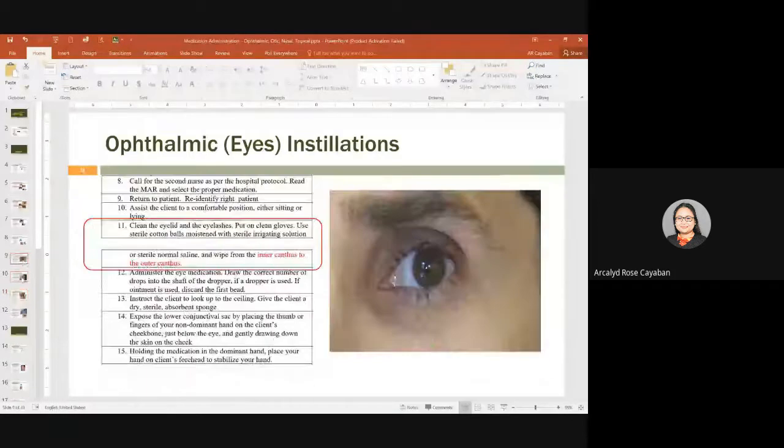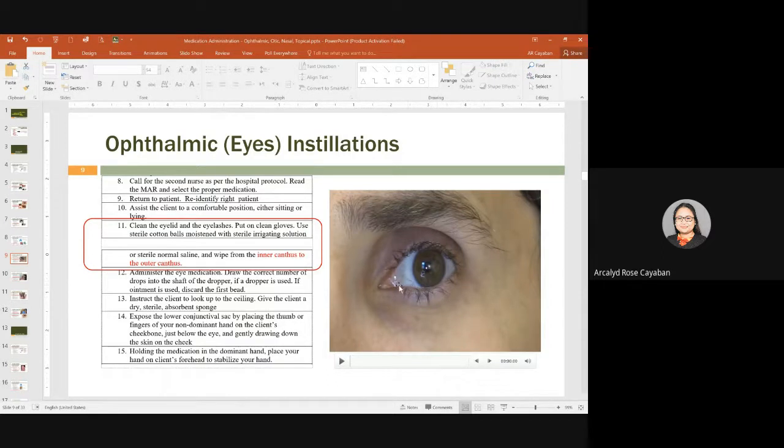Please take note, by the way, I would like to emphasize, as you pull this lower conjunctival sac, please divide it into 3 parts. So 1, 2, 3. So this is 1, 2, 3. When you pull the skin down, you have to drop it on the lower third portion of the lower conjunctiva.